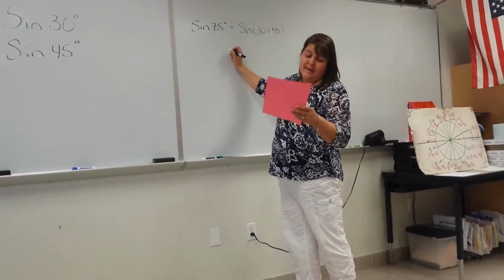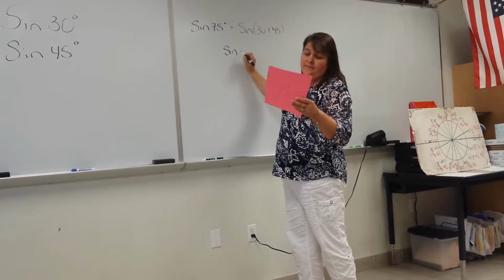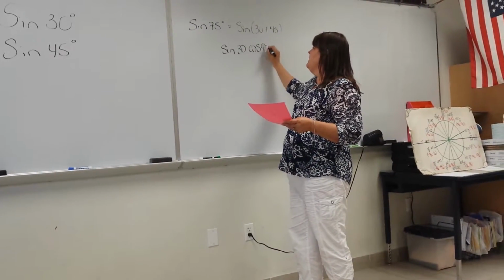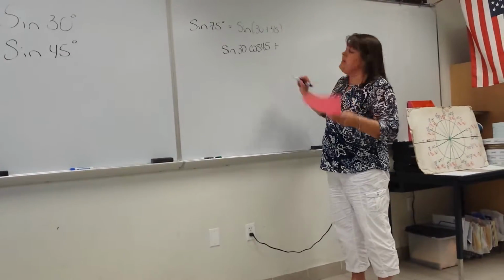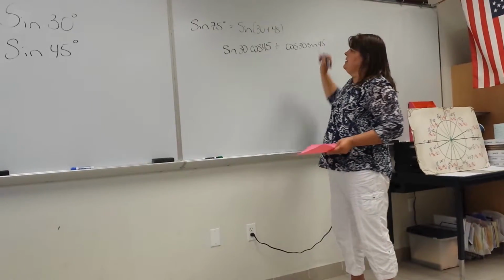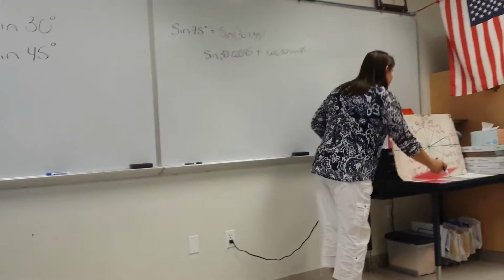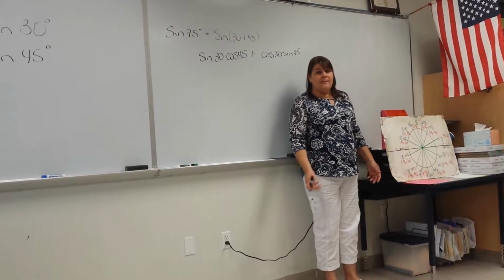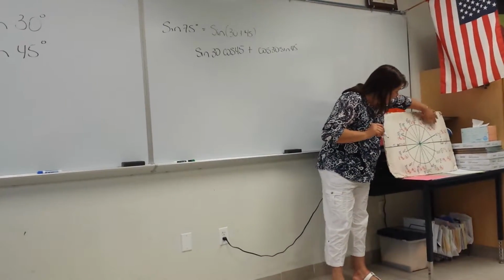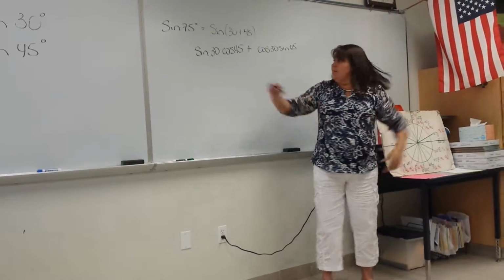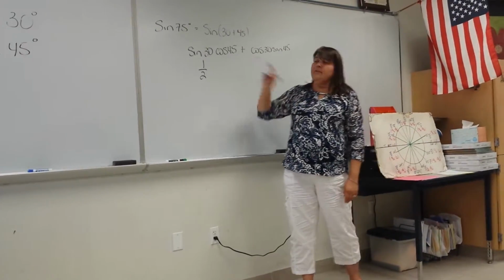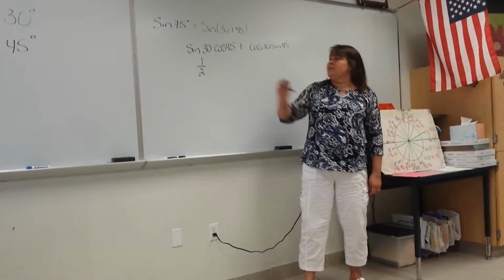Okay, so now let's finalize this. Looking at the formula, it says sine of A, in this case 30, and then cosine of B, plus cosine of A, sine of B. Everybody good? Okay, now this brings us back to something we should be familiar with. I know what sine of 30 is, because it's on the unit circle and my y value is 1/2. So this is going to be 1/2. What is the cosine at 45? Square root 2 over 2.